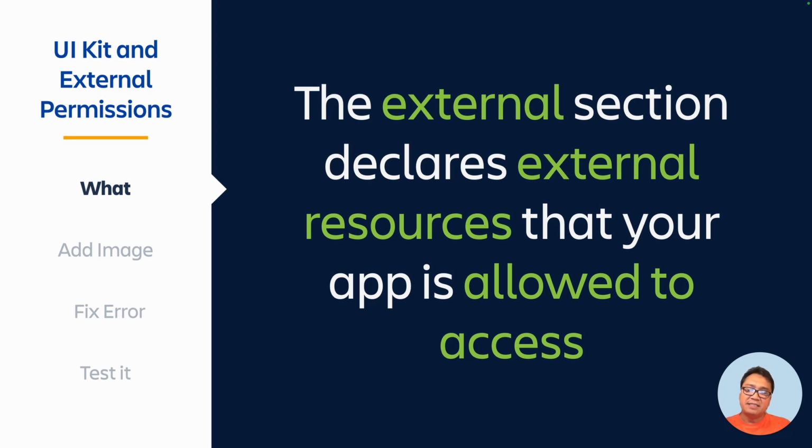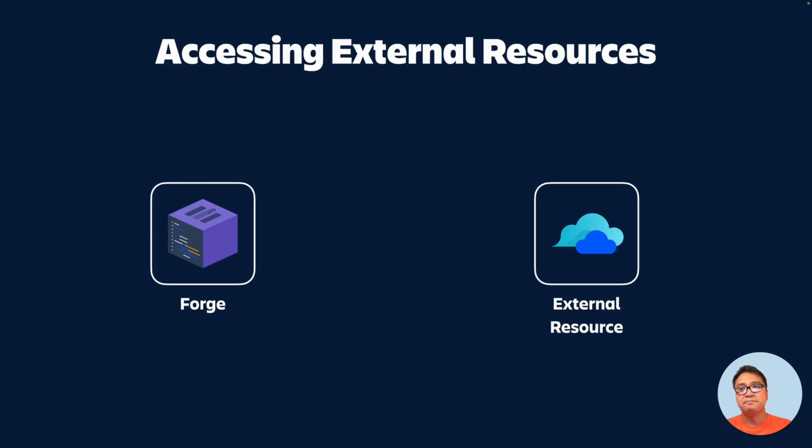The external permissions section in the manifest is the place to declare the external resources or services that you want your Forge app to access. If these external resources are not declared, your Forge app will not be permitted to load them. In this exercise, we'll use external permissions to load an image that's hosted outside of our app, somewhere out on the internet. So let's take a closer look at how this works.